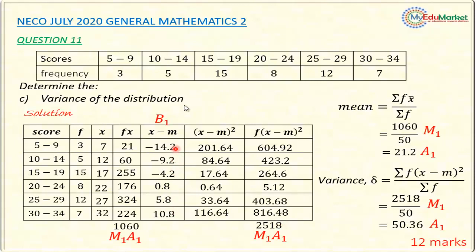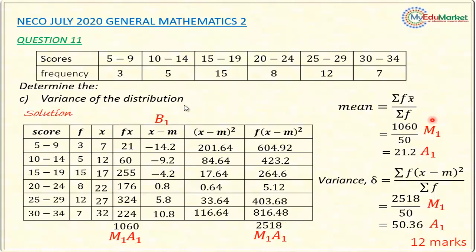When you have all those deviations correct, you have this bonus 1 mark, and another mark is this method mark. This method mark is for trying to sum the fx bar. Summation of this fx bar gives this method 1 mark, and summing them correctly to get 1060, you have this accuracy 1 mark. And the next mark is this method mark, also for attempting to add all those f times the square of the deviations, and when you add accurately to get 2518, you have this accuracy 1 mark.